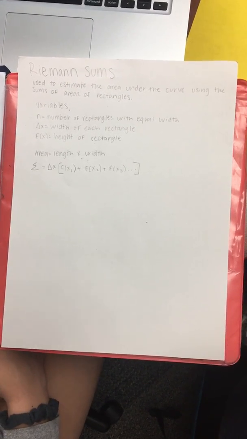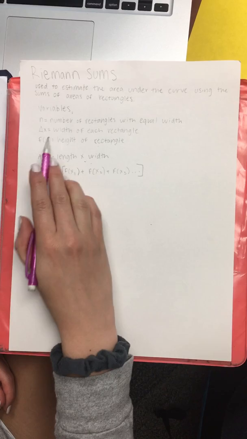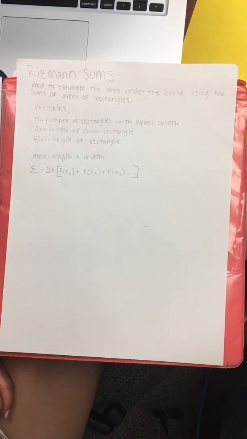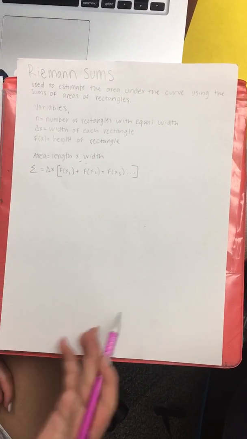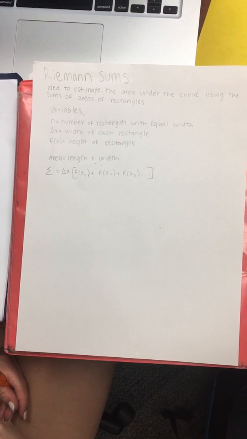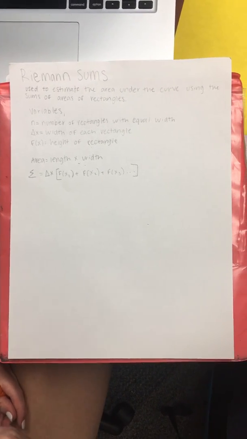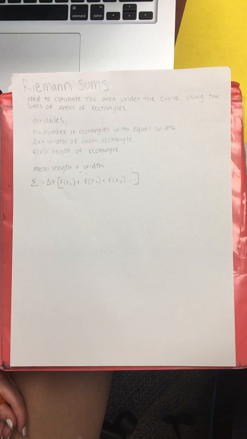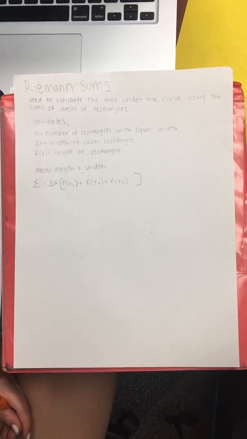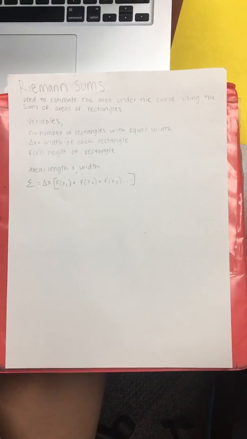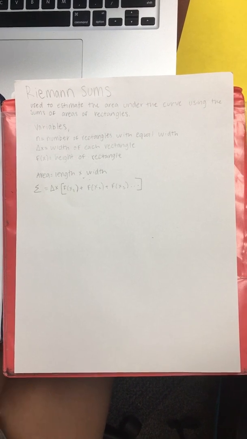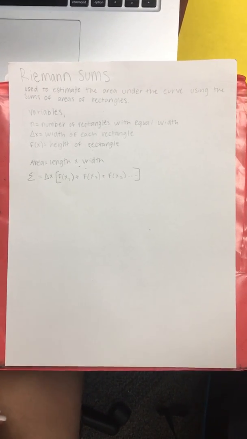So to do this, you need a couple of variables. First is n, which is the number of rectangles with equal width. So this is however many rectangles you're going to split the graph into. And then change in x is the width of each rectangle, so it's the actual number value of however wide the rectangle is. And then f of x is going to be your height of each rectangle, so this will differ with each rectangle, and then that's what you're going to be adding up.